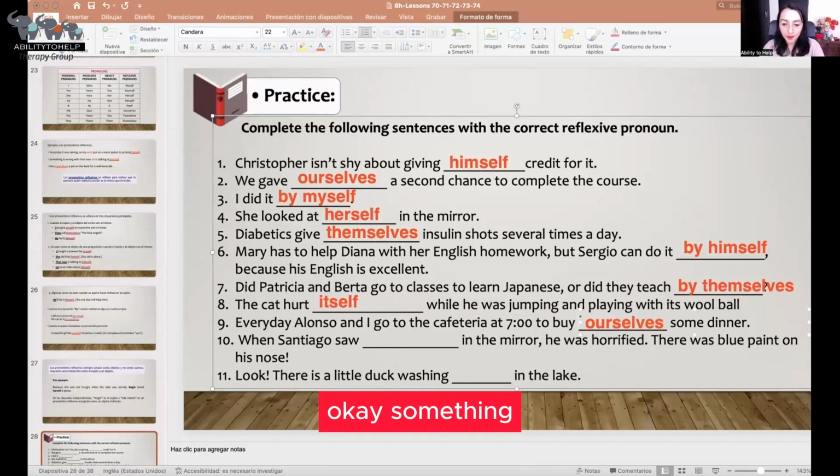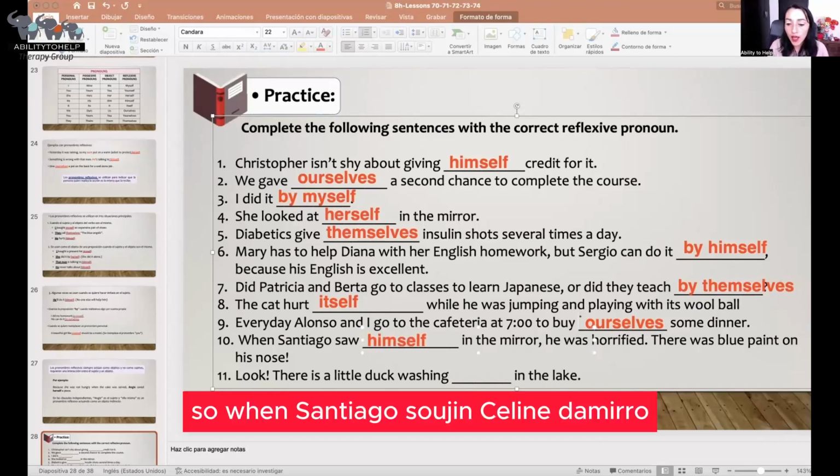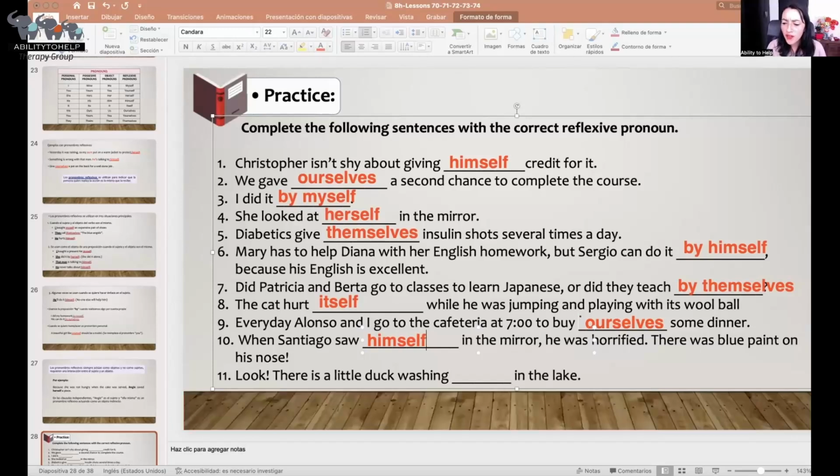Because we buy that food for us. We are the personal pronoun. At the same time, we are the object. When Santiago saw himself in the mirror, he was horrified, there was blue paint on his nose.